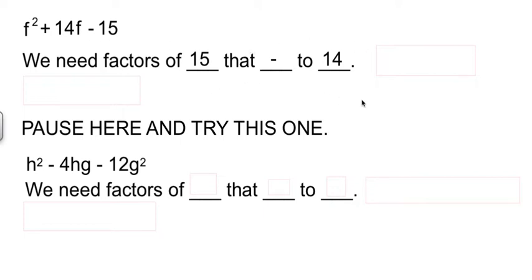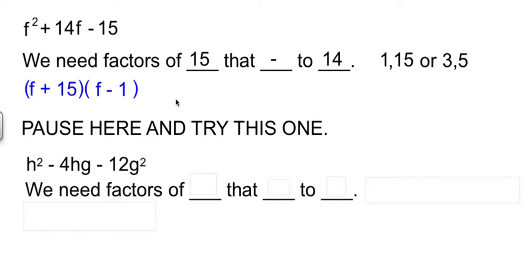Well, factors of 15, there aren't that many. 1 and 15 or 3 and 5. Of those, the only one that subtracts to make 14 is the first pair, 1 and 15. We want to make a positive 14, so we'll need a positive 15 and a -1. So f plus 15 times f minus 1.